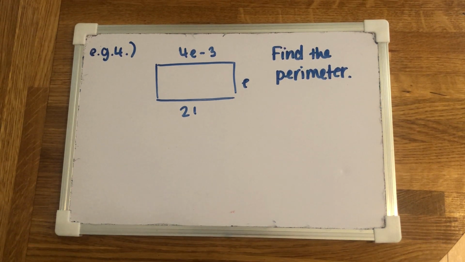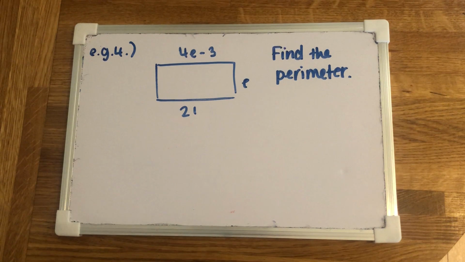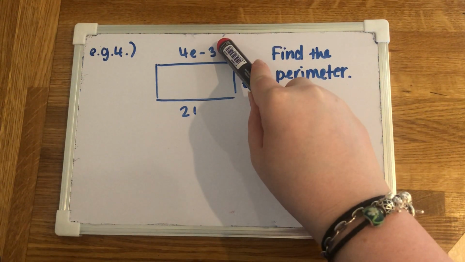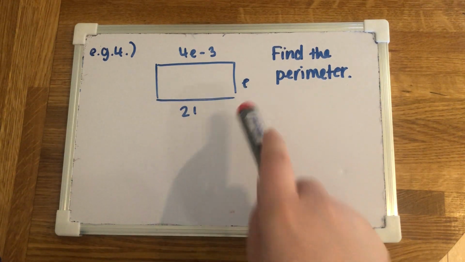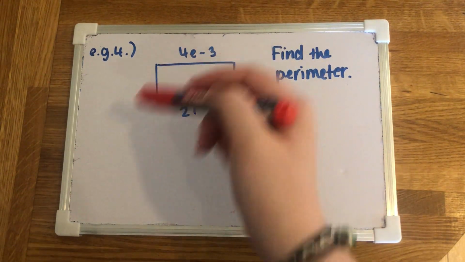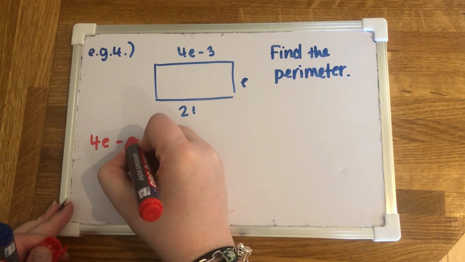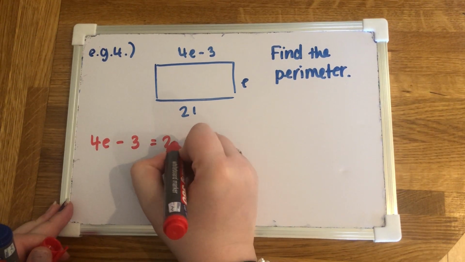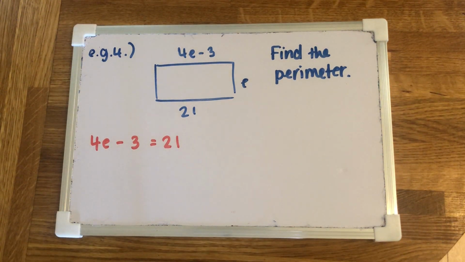Now, this is a rectangle. So what's special about a rectangle is the opposite sides are the same. Okay, so it means that 4e minus 3 is the same as 21, and whatever this side is would be the same as e. Now if they're the same, again we can write that as an equation. So 4e subtract 3 is equal to 21. Okay, and then from there, we can work out what e is, which is going to help us later on.